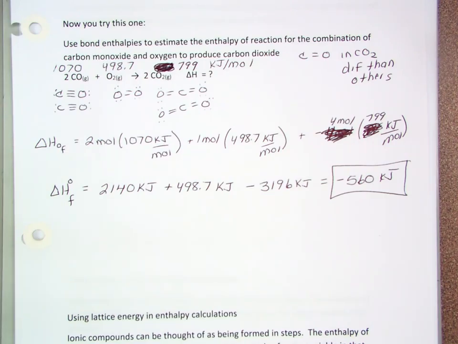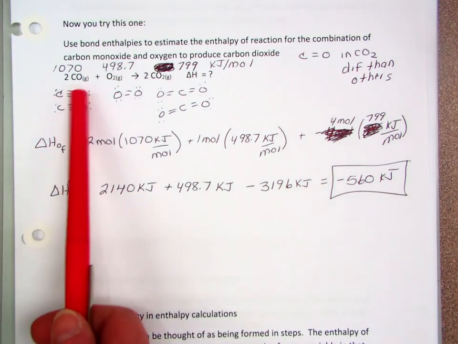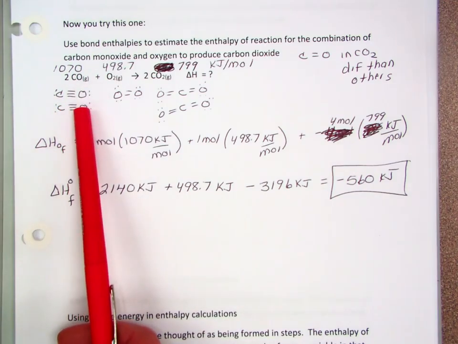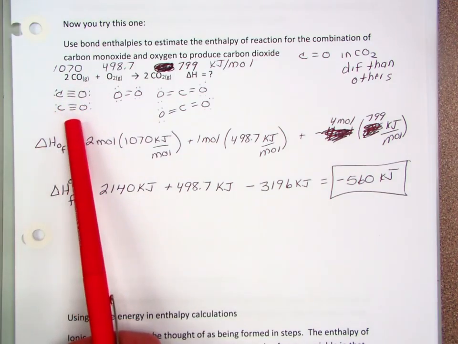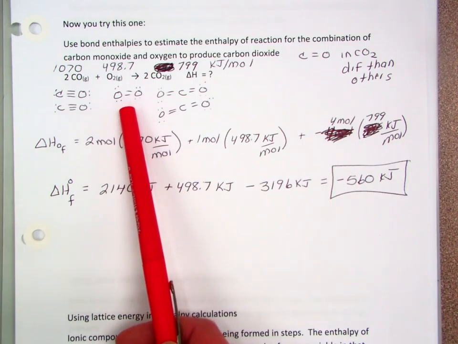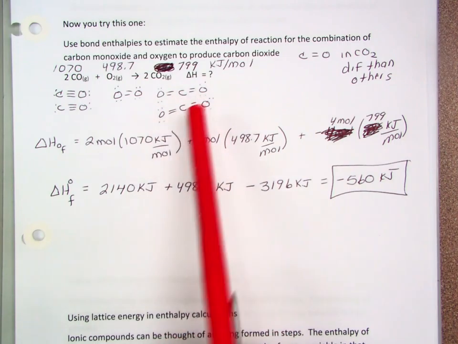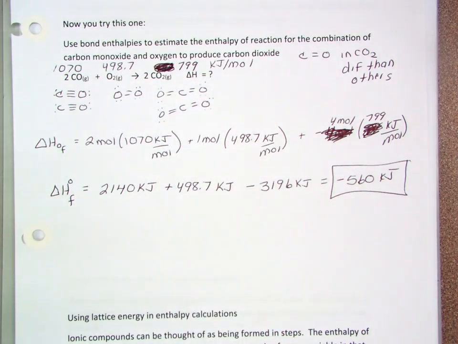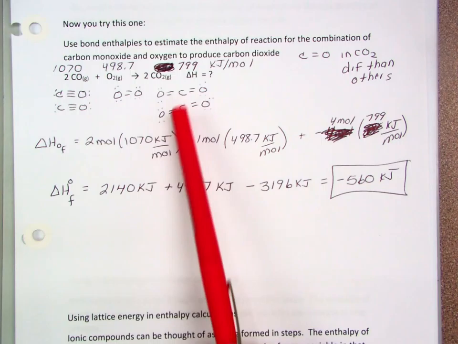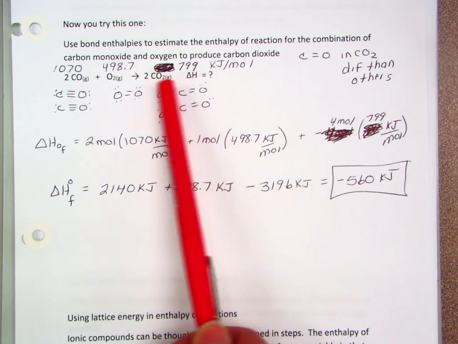So if we draw this, we have carbon monoxide, which has a carbon-oxygen triple bond, and I have 2 moles of that. Oxygen gas has a double bond, 1 mole. 2 carbon dioxide, so we get 4 of those carbon-oxygen double bonds in CO2. And we can get the numbers from the chart.